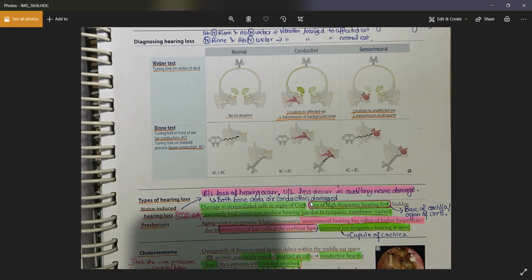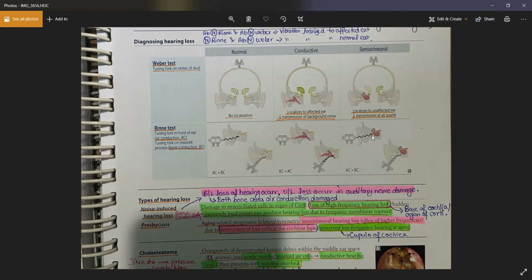Whenever the patient exposes themselves to high frequency sounds, all the high frequency sound will be collecting at the base of my cochlea, right? And all the low frequency sound will be collecting at the apex of my cochlea. So because of this chronic exposure to the high frequency sound, you're having the damage to the base of the cochlea, and as a result you will have a loss of high frequency hearing first. Is that okay? And is it a sensory neural hearing loss or a conductive hearing loss? Sensory neural hearing loss.